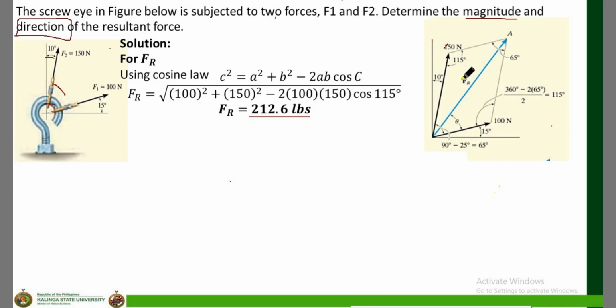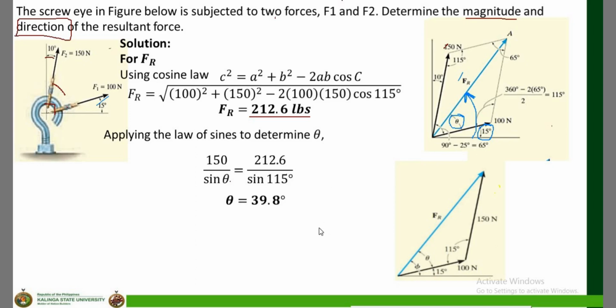We found FR. The angle of inclination is measured from the x-axis up to FR. As we see in the diagram, the angle of inclination is equal to theta plus the 15 degrees. The 15 degrees is given in the problem. To further understand that, this is the diagram.